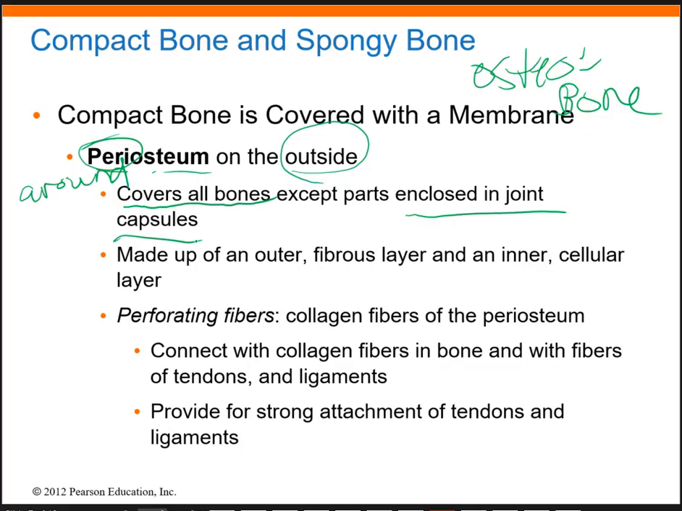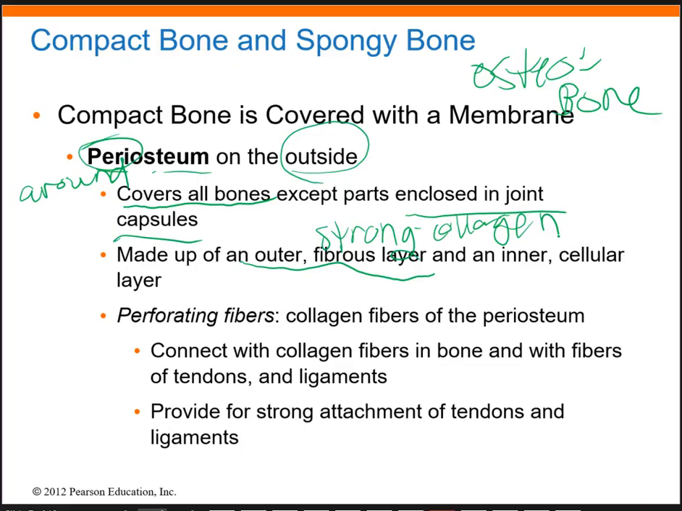Now the periosteum has two layers. The outer layer is a really strong, thick, fibrous layer. It has a lot of collagen present to give it strength. This just surrounds the bone, and it separates the bone from all the other structures in the body.